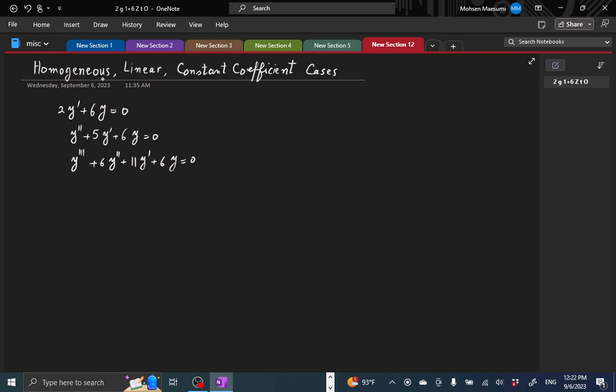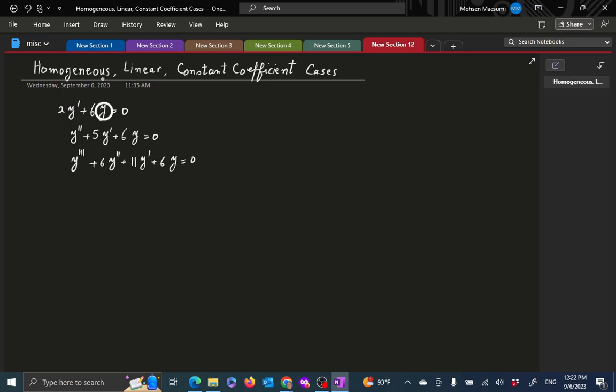Today we are going to talk about a special category of equations. They are characterized by having three properties: homogeneous, linear, and constant coefficient. Well, let's go after linear.